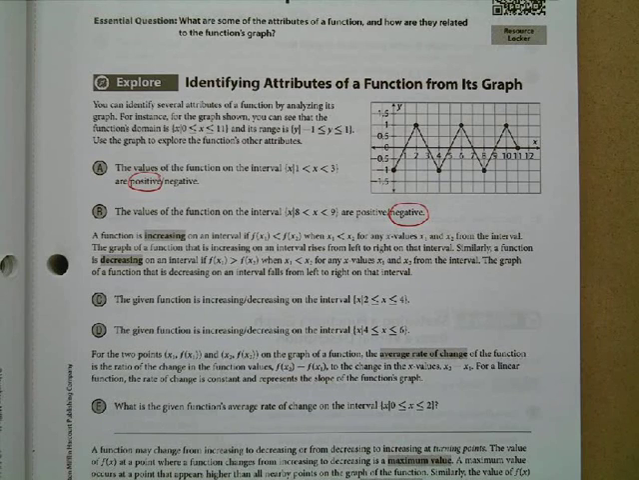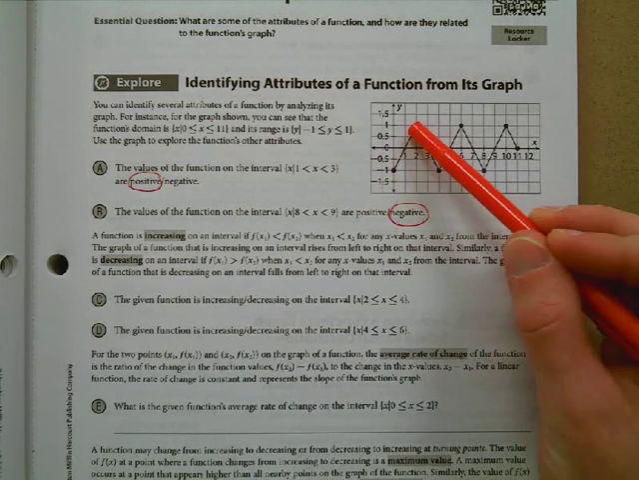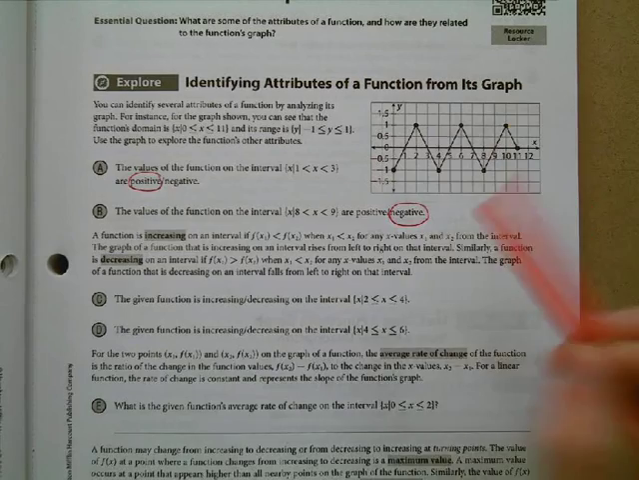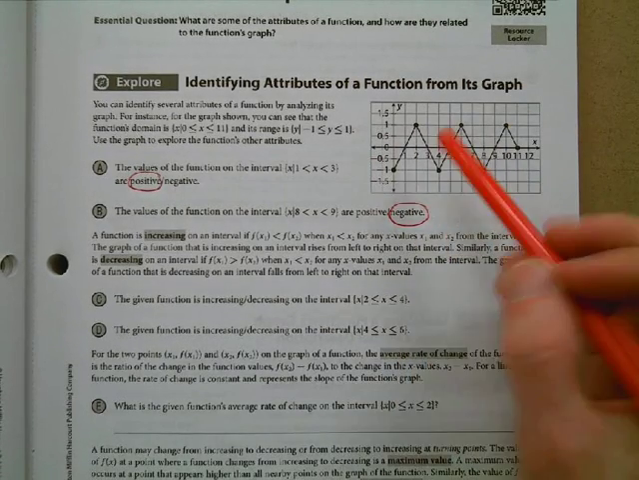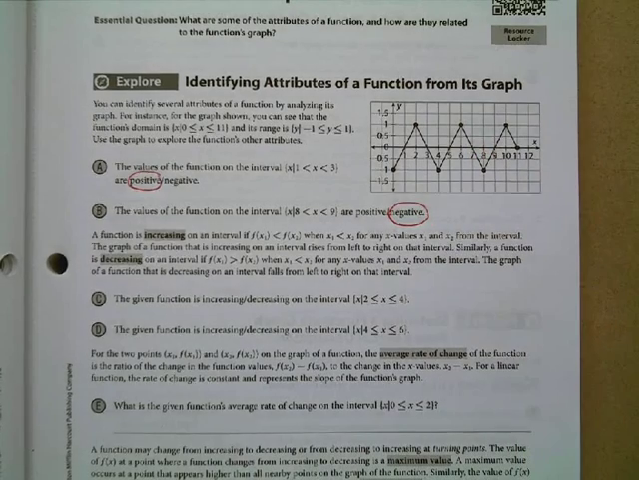A function is increasing whenever it's going up from left to right. So as we go from left to right, we see an increase, there's an increase, and there's an increase. So 3 separate intervals where it's increasing. And it's also decreasing for 1, 2, 3 intervals as well.